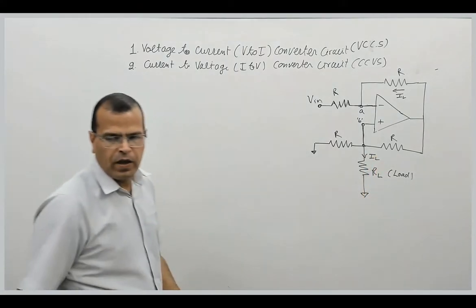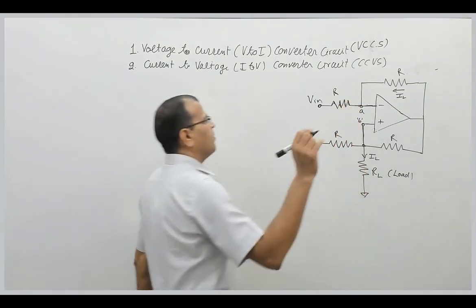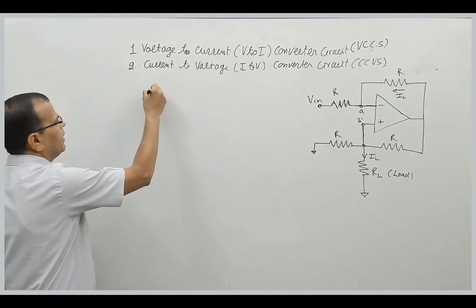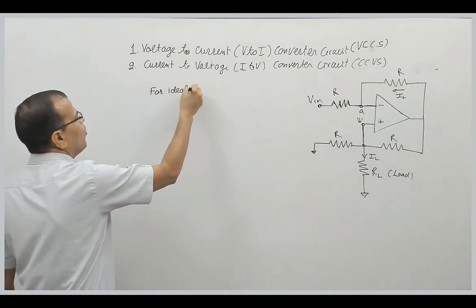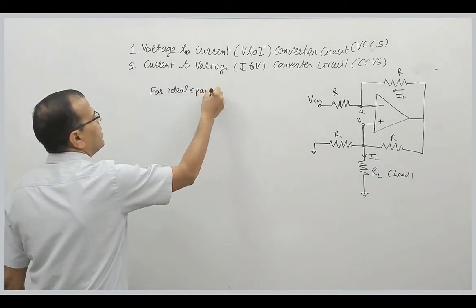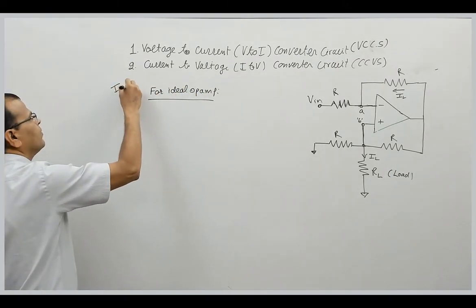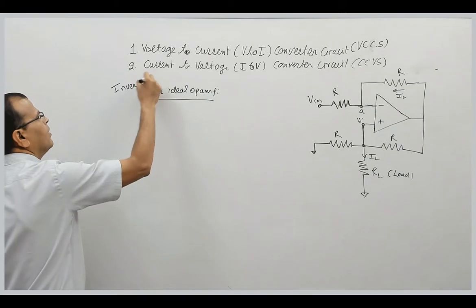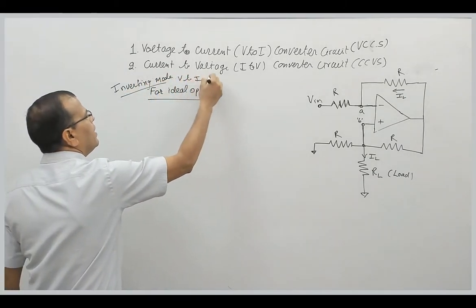Now, for an ideal op-amp, remember one thing, if this op-amp is ideal, remember this is which mode? That is inverting mode, right? Inverting mode, V to I converter.